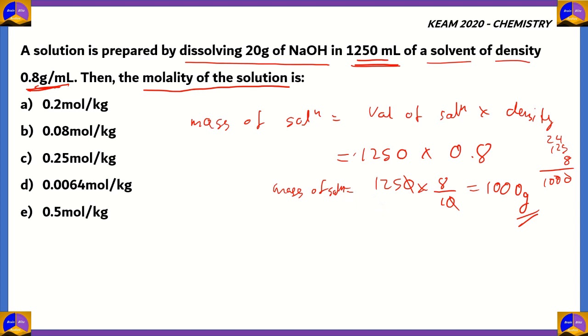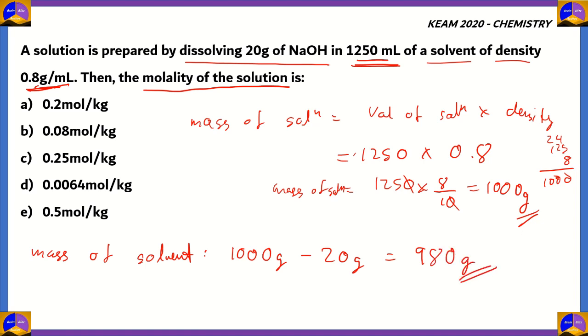Now that we know the mass of the solution, let's find out the mass of the solvent, since we're finding out molality. The mass of the solvent will be equal to mass of the solution minus mass of the solute. So that is 1,000 grams minus 20 grams, which will give you 980 grams of solvent. So the mass of the solvent that we have in 1250 ml of the solvent is 980 grams.